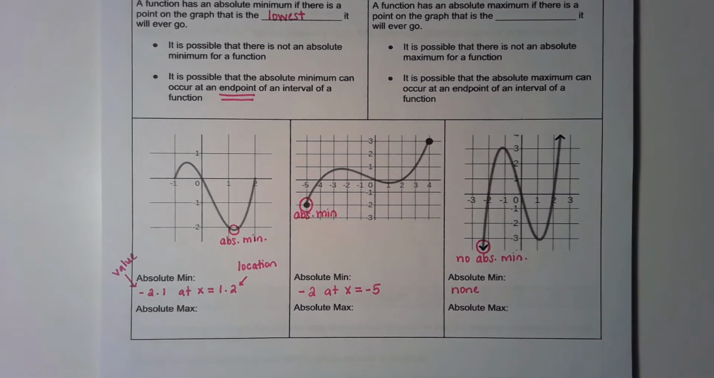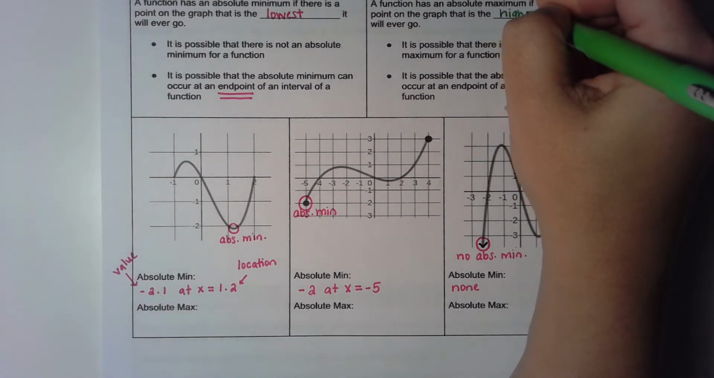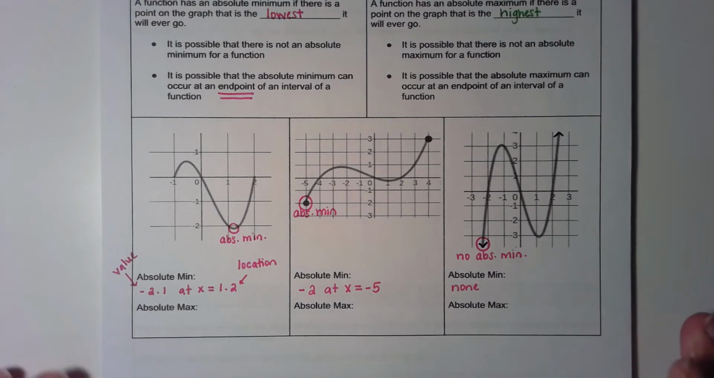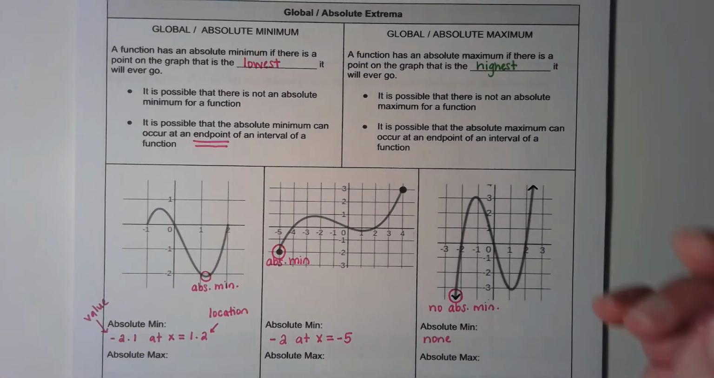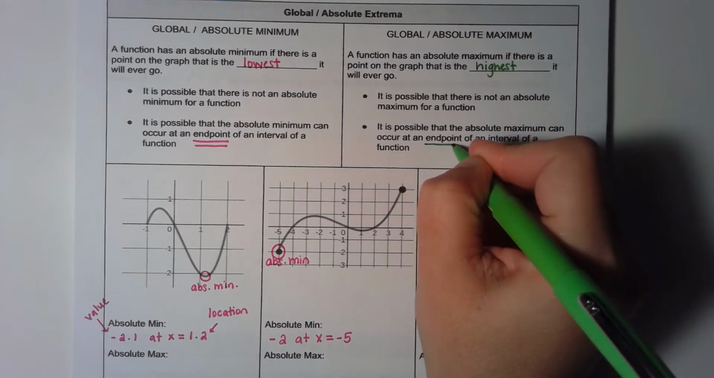Now, just like we can find an absolute minimum, it is also possible to find an absolute maximum. An absolute maximum occurs if there is a point that is the highest the graph will ever go. Now, again, I said if, because it is possible that there is not an absolute maximum. It just depends. Like, does the graph keep going forever, or does it actually have a highest it'll ever go spot? It is also possible that the absolute maximum could occur at an endpoint.